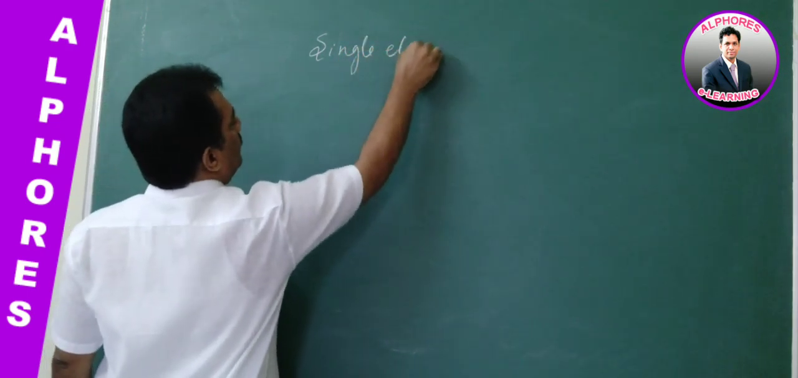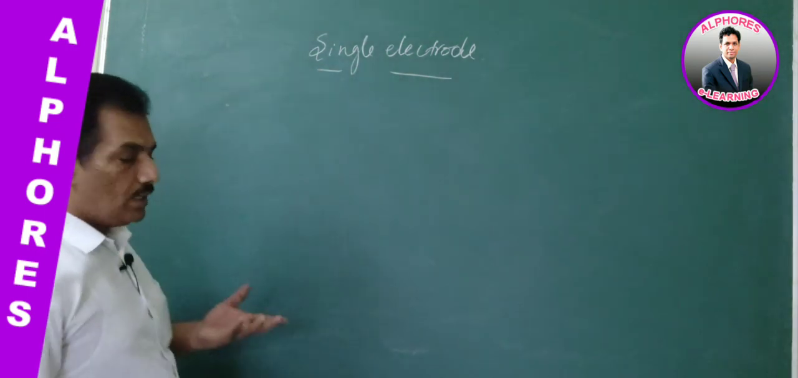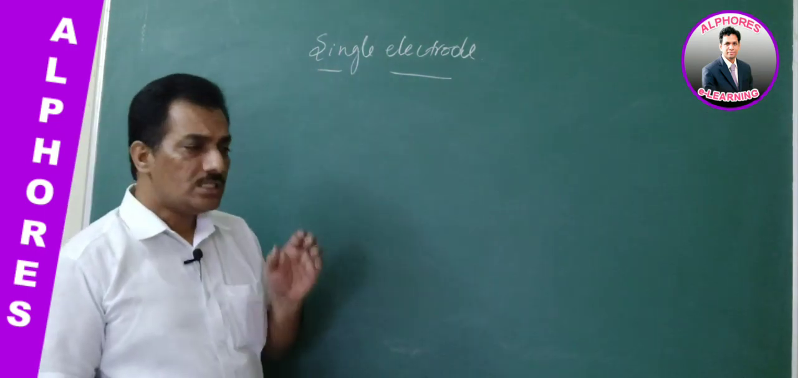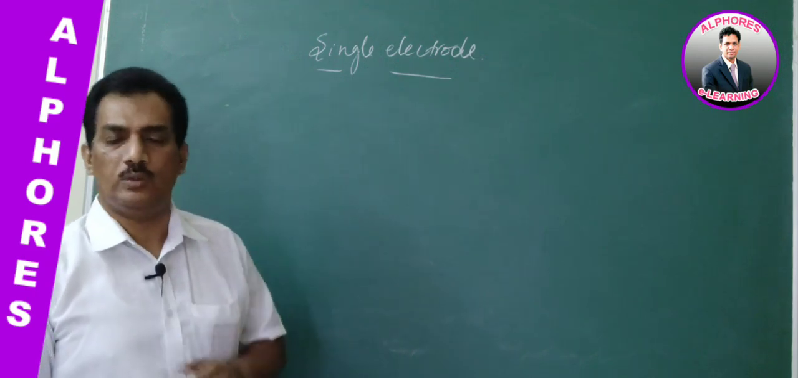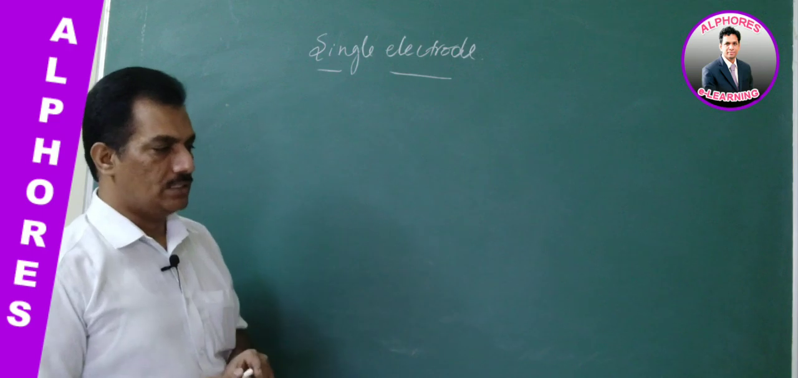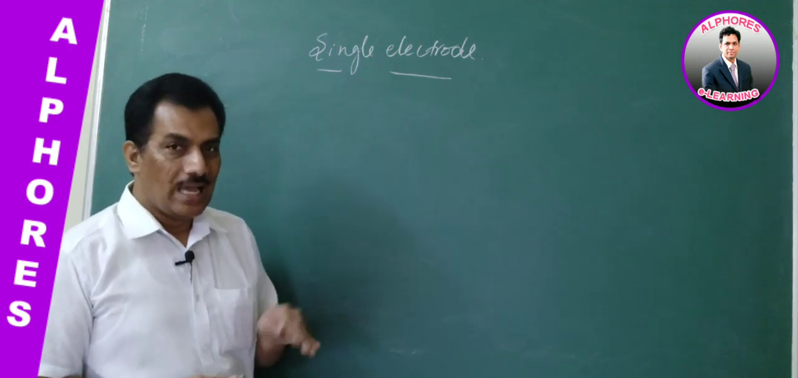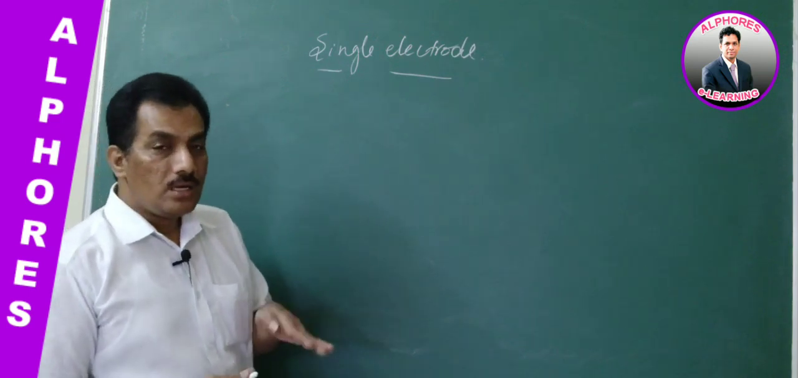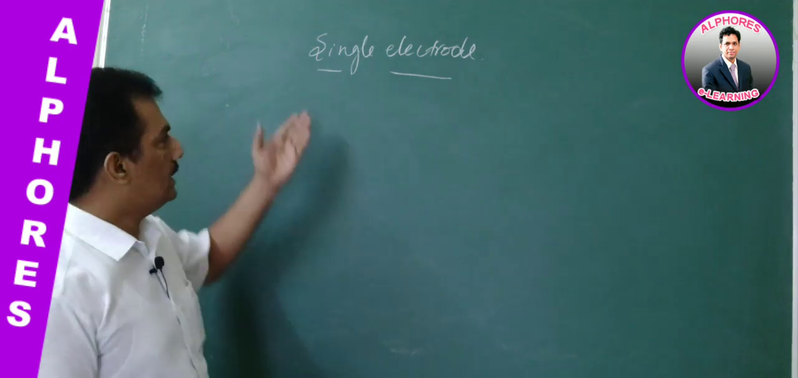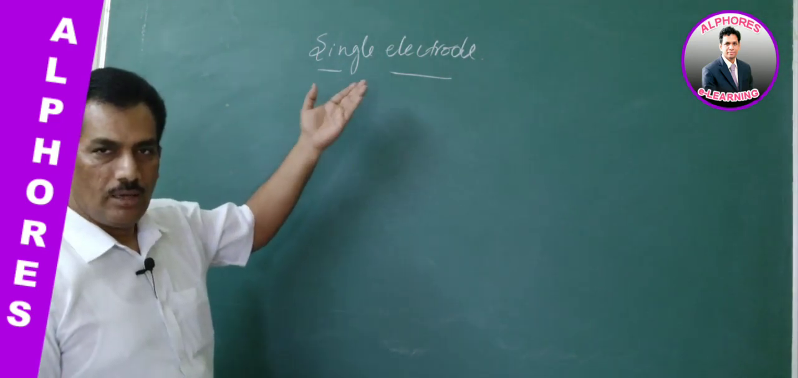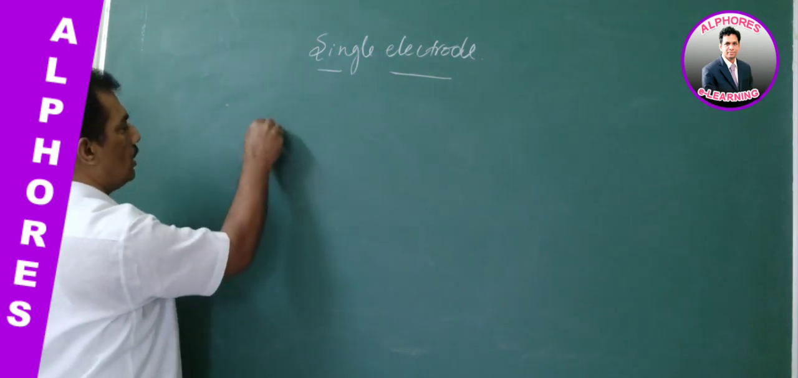Single electrode. A single electrode may be made from metal or non-metal. In case of metal, the metal rod is dipped in its own salt solution, or in case of gas, it is not at all possible to prepare any rod from gas. That's why the gaseous non-metal made in contact with its anionic salt solution acts as a single electrode. Again I am repeating, a metal rod dipped in its own salt solution.